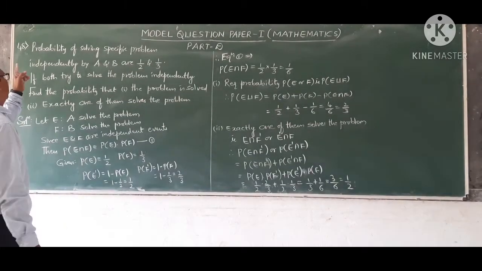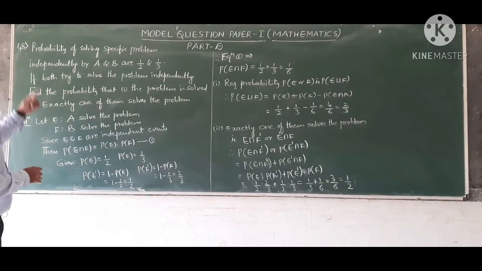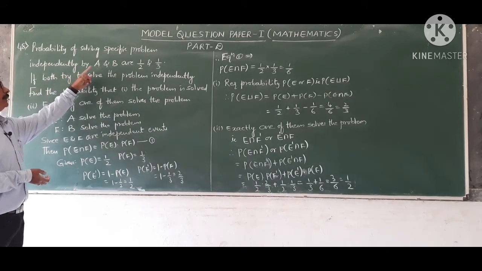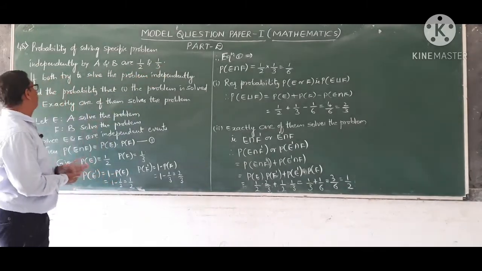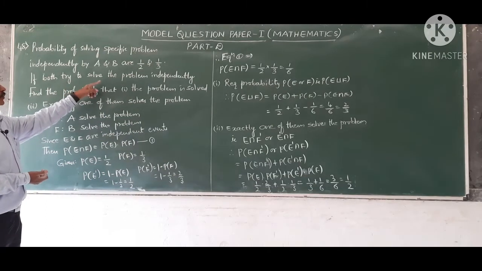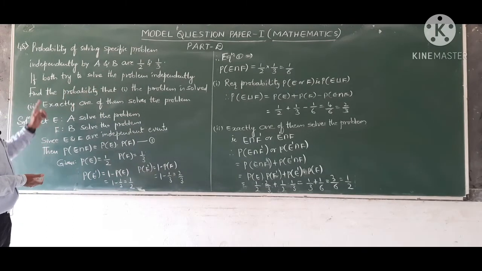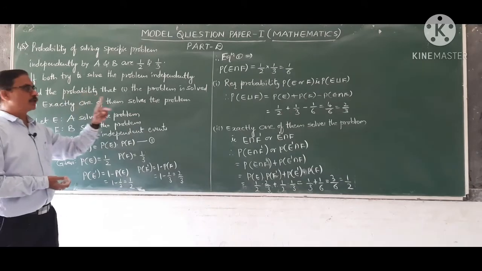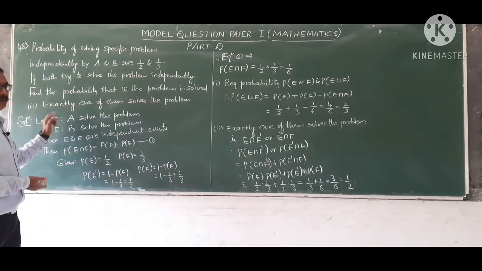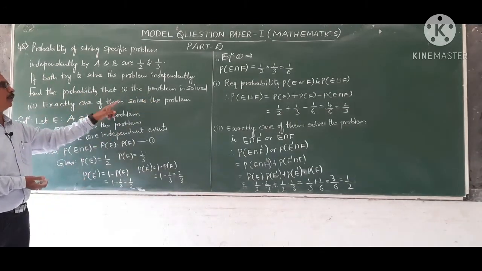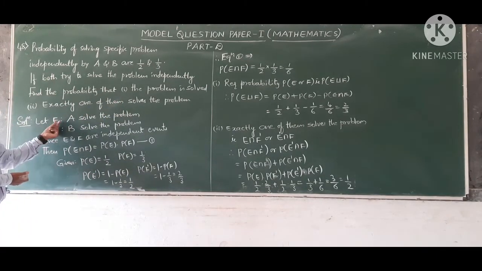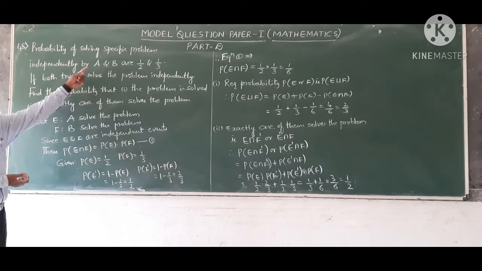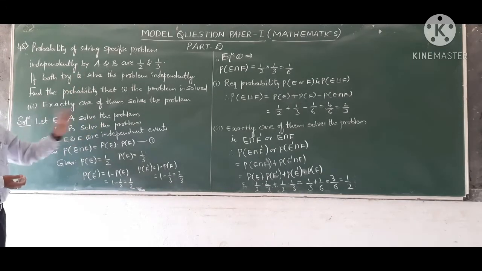Next problem, part D, last problem, 48th. The probabilities of solving a specific problem independently by A and B are 1 by 2 and 1 by 3 respectively. If both try to solve the problem independently, find the probability that the problem is solved, and second, that exactly one of them solves the problem. Look here, there are two events. Let E stand for A solves the problem, F stands for B solves the problem.